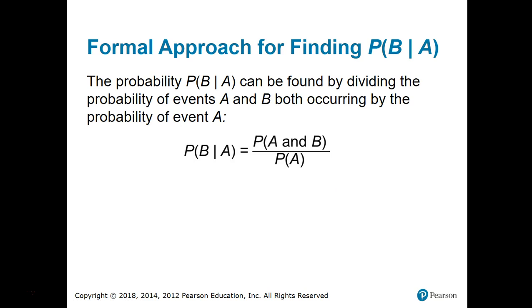And the formula that we get from the probability of A and B. So probability of B given A is equal to the probability of A and B over the probability of A. Mind you, if we turn that around, the probability of A given B would equal the probability of A and B divided by the probability of B. So probability of A given B is not the same as the probability of B given A. It's two separate things.